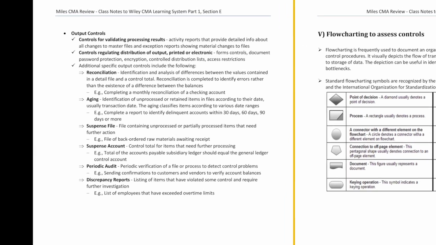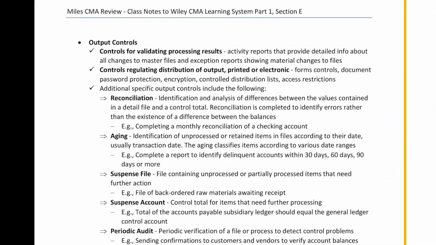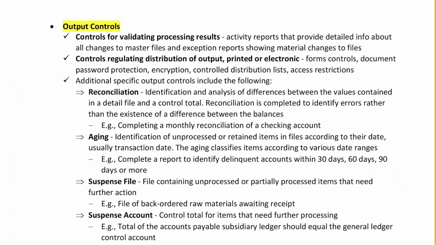Turn to page 34. We'll be looking at highlight output controls. Underline controls for validating processing results. And you would also want to have controls regulating distribution of output, whether it's in printed or electronic form.